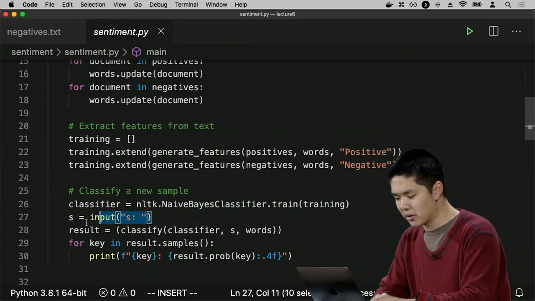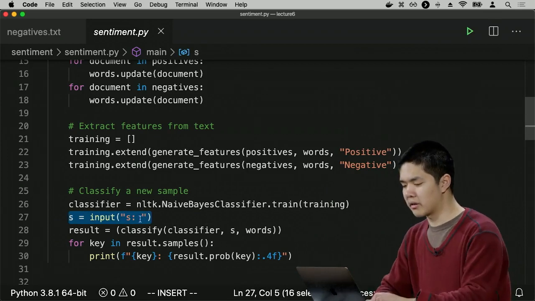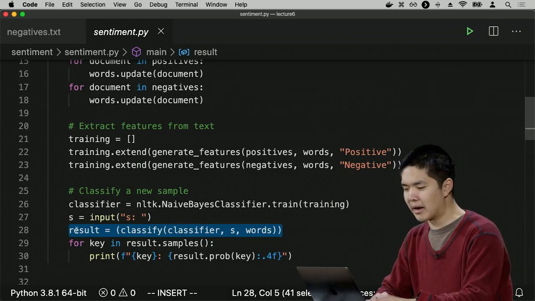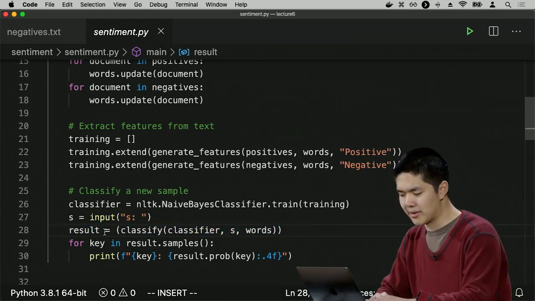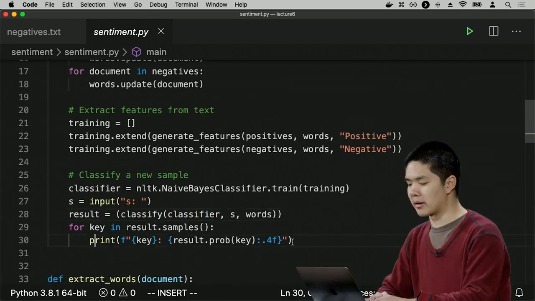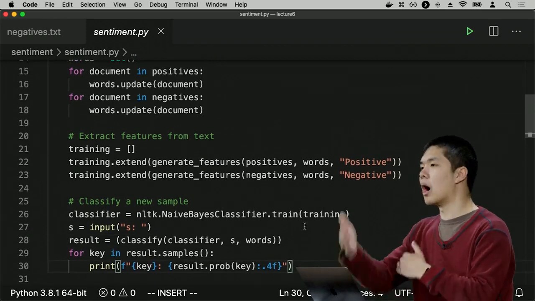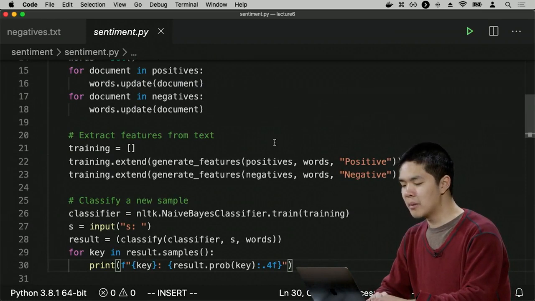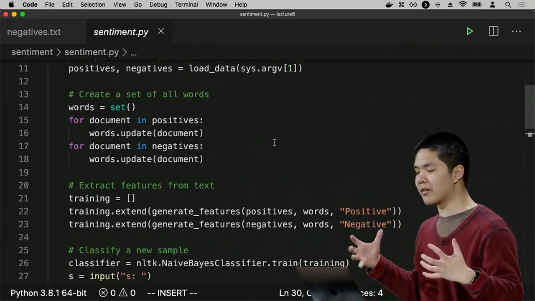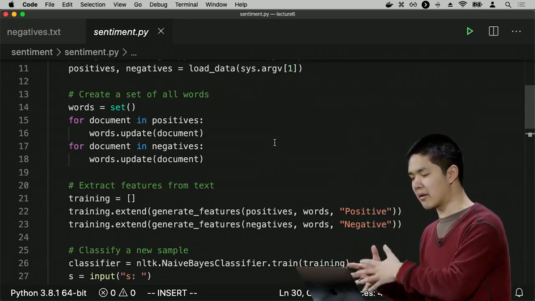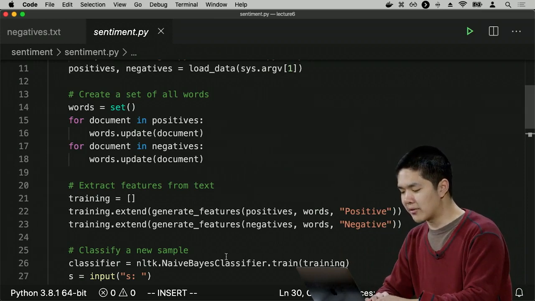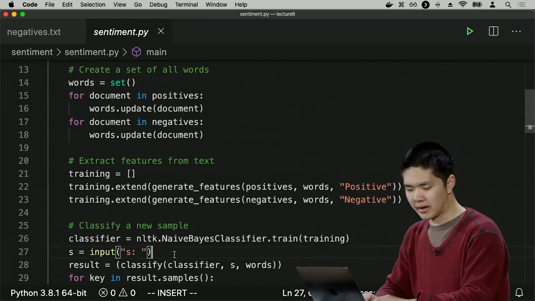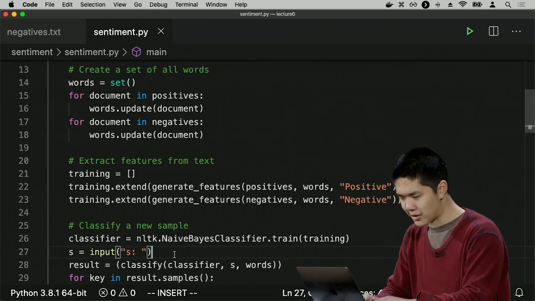I'll then take some input from the user. They can just type in some sequence of words, and then I would like to classify that sequence as either positive or negative, and then I'll go ahead and print out what the probabilities of each happen to be. And there are some helper functions here that just organize things in the way that NLTK is expecting them to be. But the key idea here is that I'm taking the positive messages, labeling them, taking the negative messages, labeling them, putting them inside of a classifier, and then trying to classify some new text that comes about. So let's go ahead and try it.